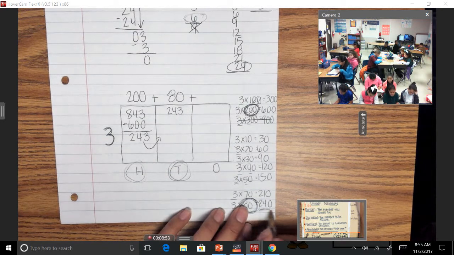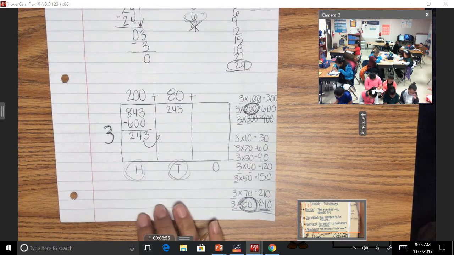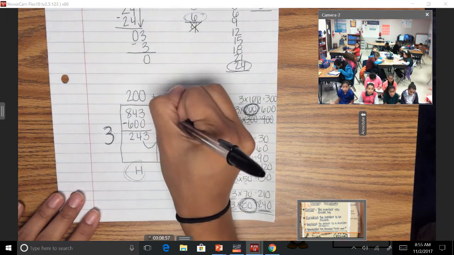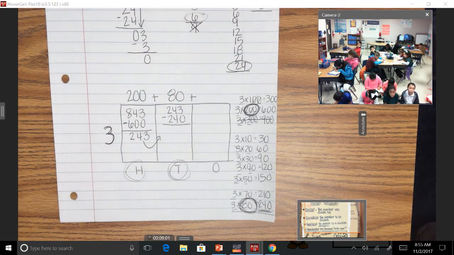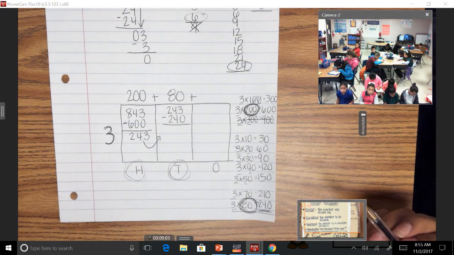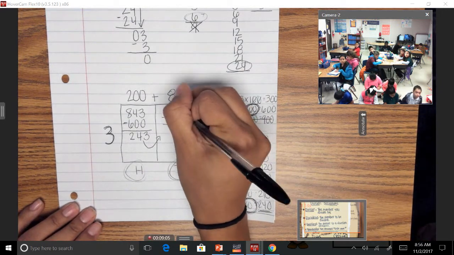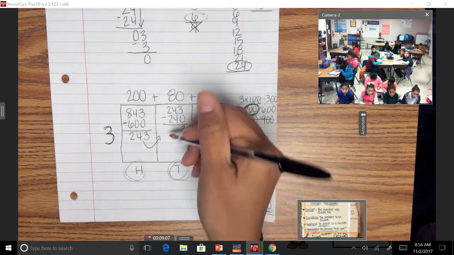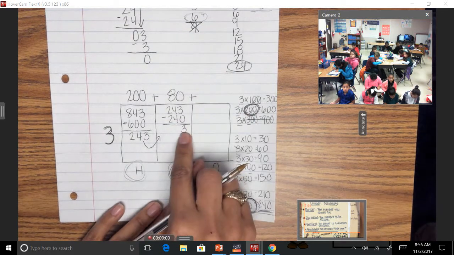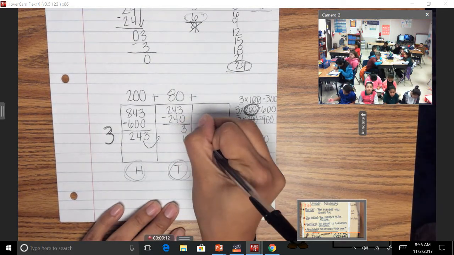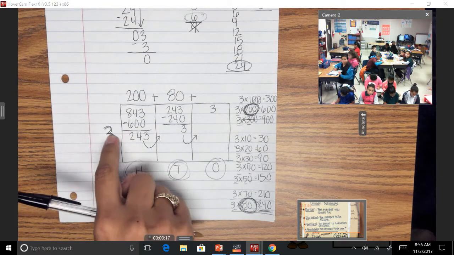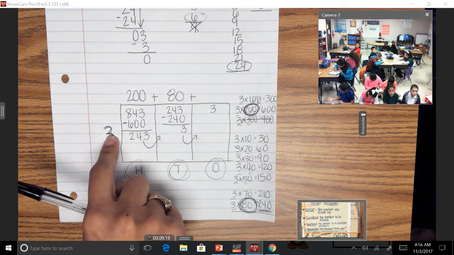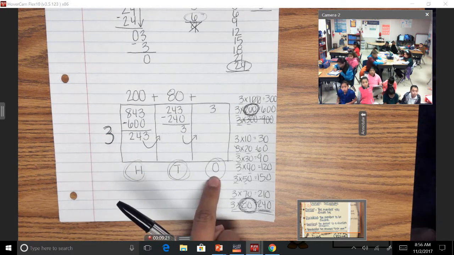And what was the answer to 3 times 80? 240. Very good, 240. So that's what you're going to subtract. 3 minus 0? 3. 4 minus 4? 0. 2 minus 2 is 0. So now we have 3 left over to divide. We move that over to the ones place. Now we're multiplying this 3 by what? We're in the ones place.